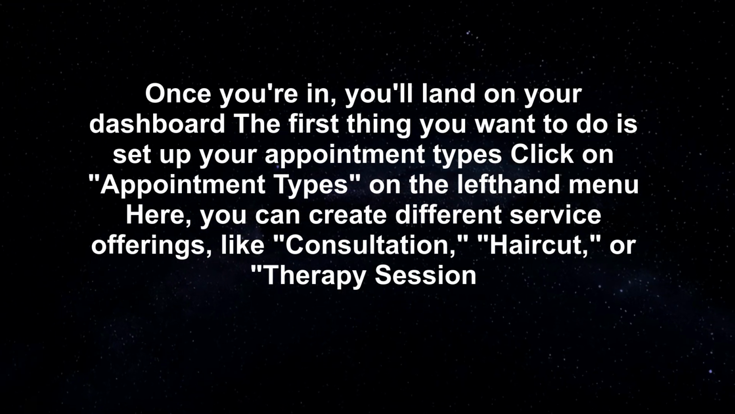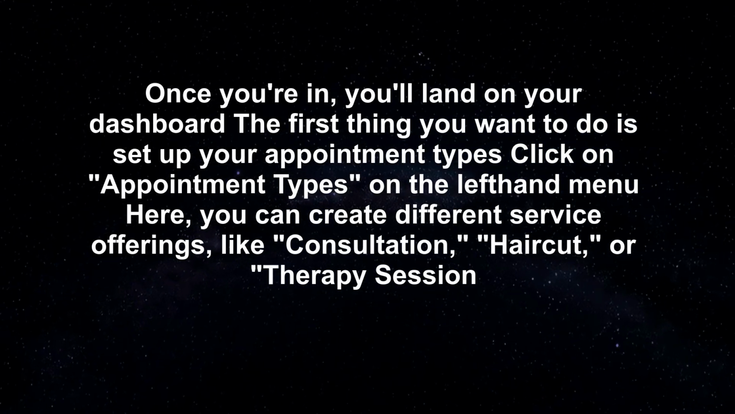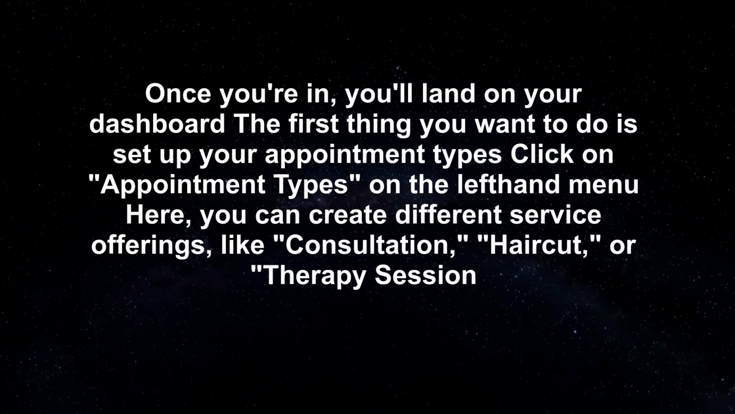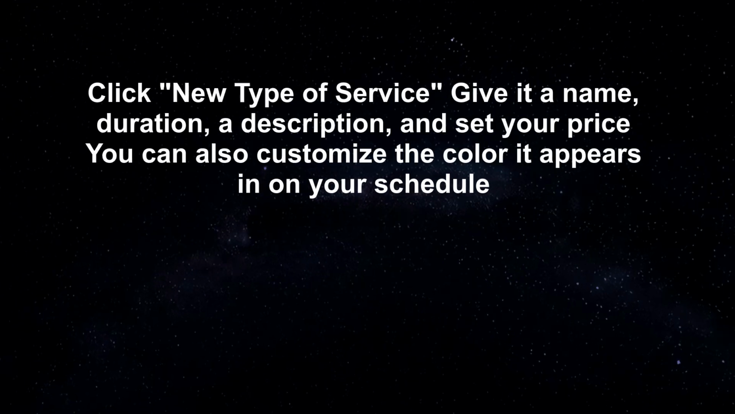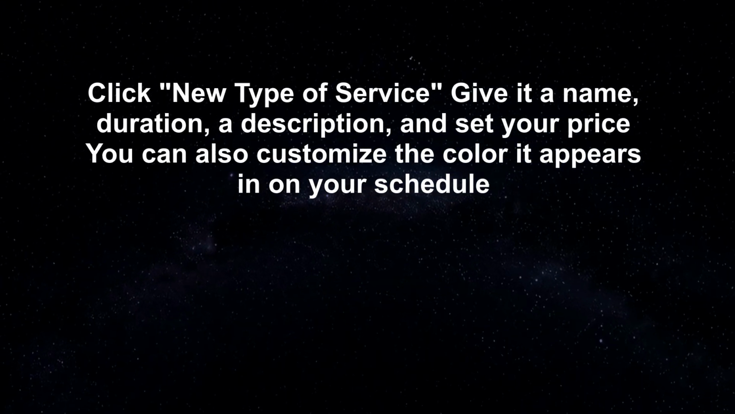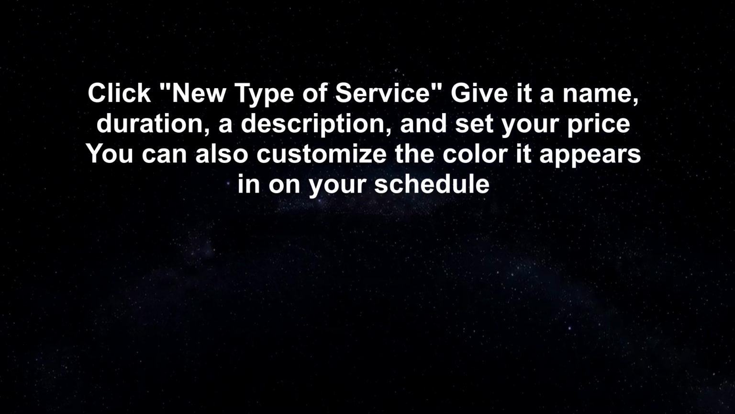The first thing you want to do is set up your appointment types. Click on Appointment Types on the left-hand menu here. You can create different service offerings like consultation, haircut, or therapy session. Click New Type of Service, give it a name, duration, a description, and set your price. You can also customize the color it appears in on your schedule.